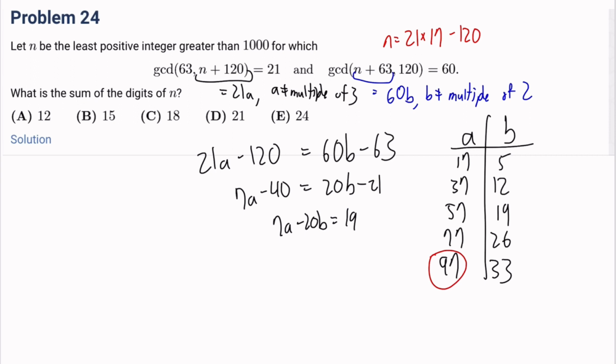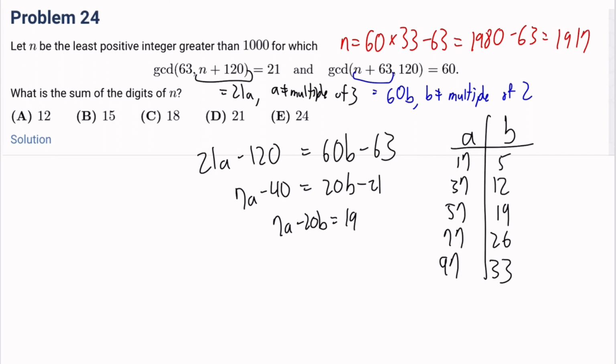Is 97 a multiple of 3? No. And is 33 a multiple of 2? No. Okay, so that is a plausible value, and this matches the conditions. So let's try to get n. n equals 60b minus 63. If we put 33 in there, this is 60 times 33 minus 63, which is equal to 1980 minus 63, and this is equal to 1917. So this is the answer. The answer is 1917. But what we want is the sum of the digits, so we want 1 plus 9 plus 1 plus 7. This is 18, so the answer is 18.